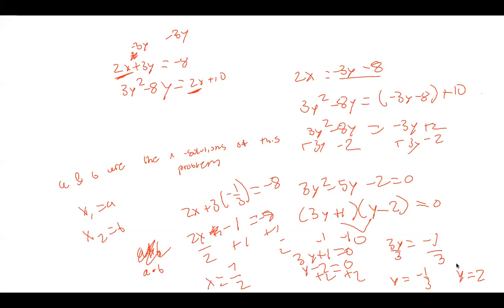And then you plug in y equals 2 again into it. So you have 2x plus 3 times 2 equals negative 8. So 2x plus 6 equals negative 8. So subtract 6. So you have 2x equals 14 or negative 14, I believe. And then you have x equals negative 7. So your 2 x solutions are x equals negative 7 and 7/2.